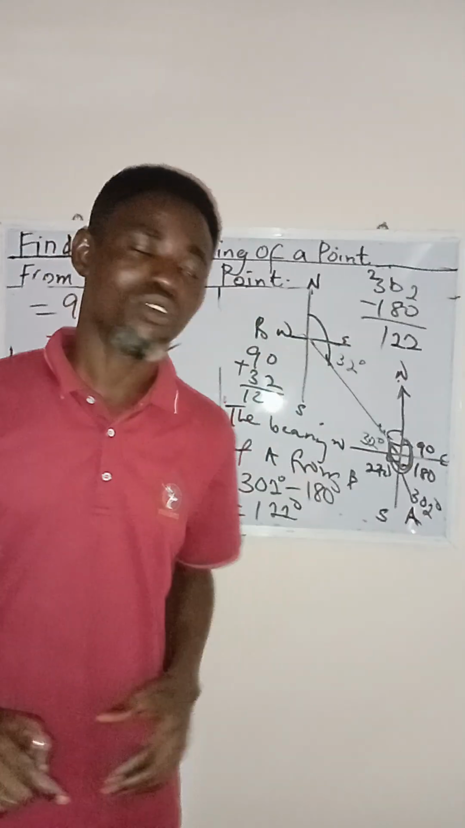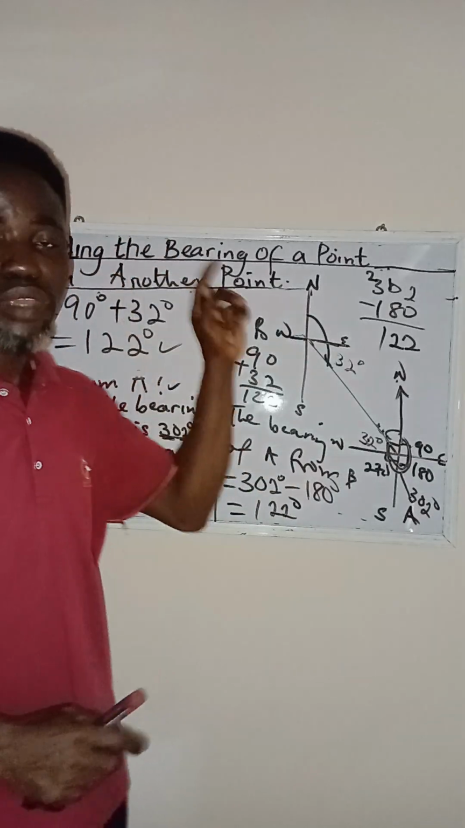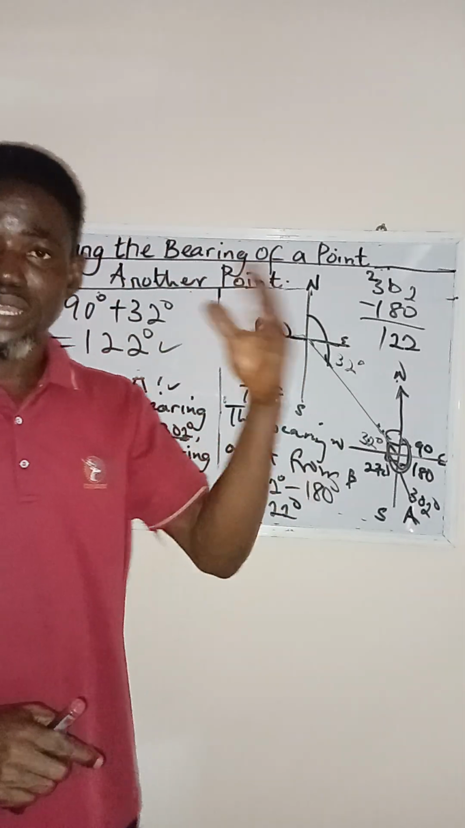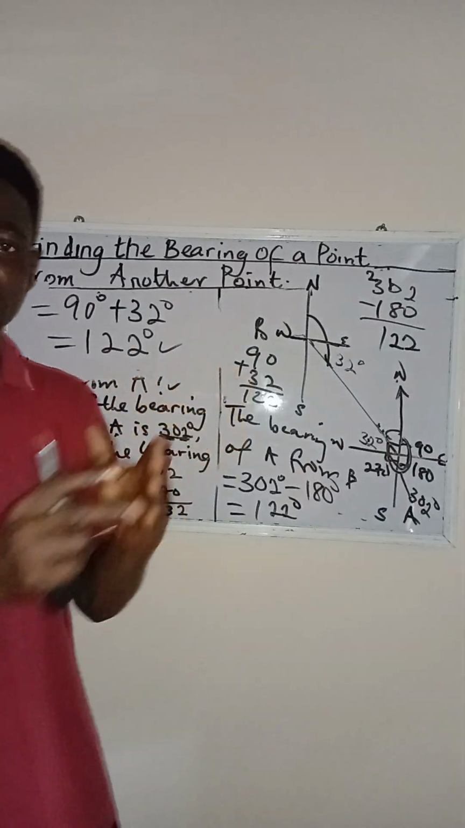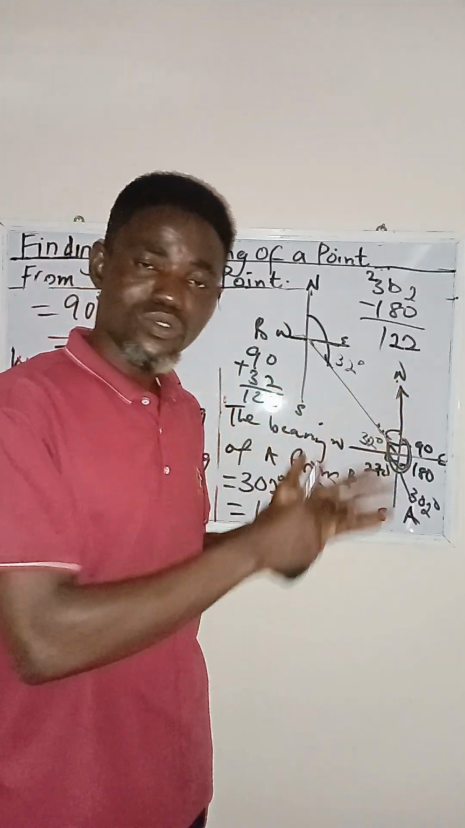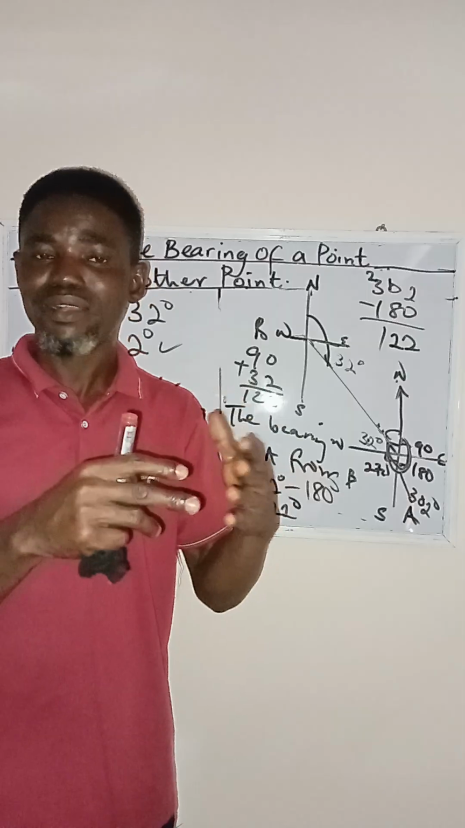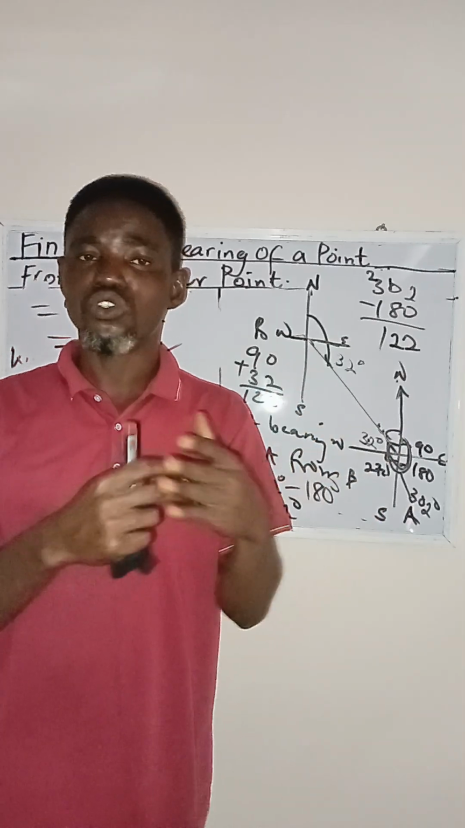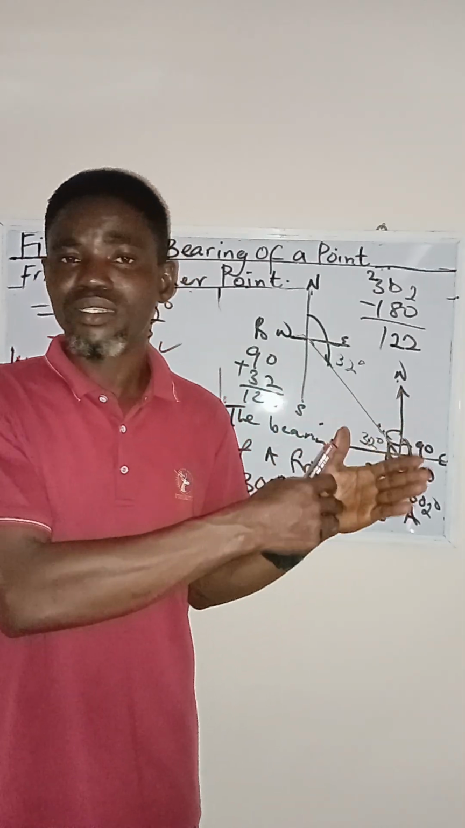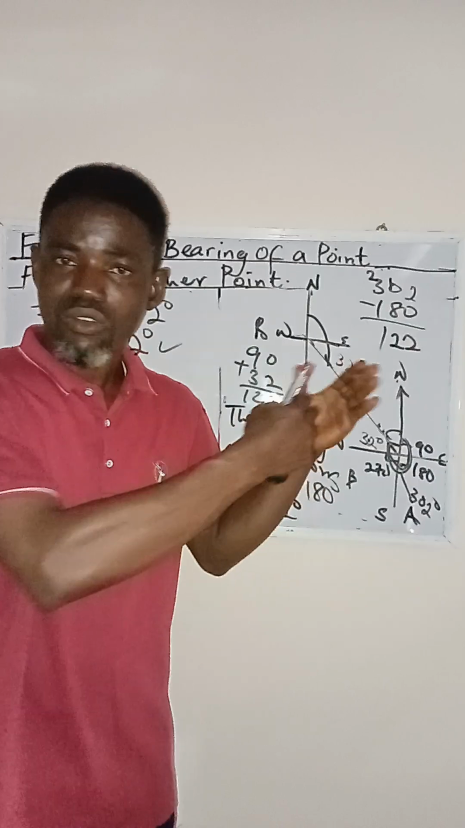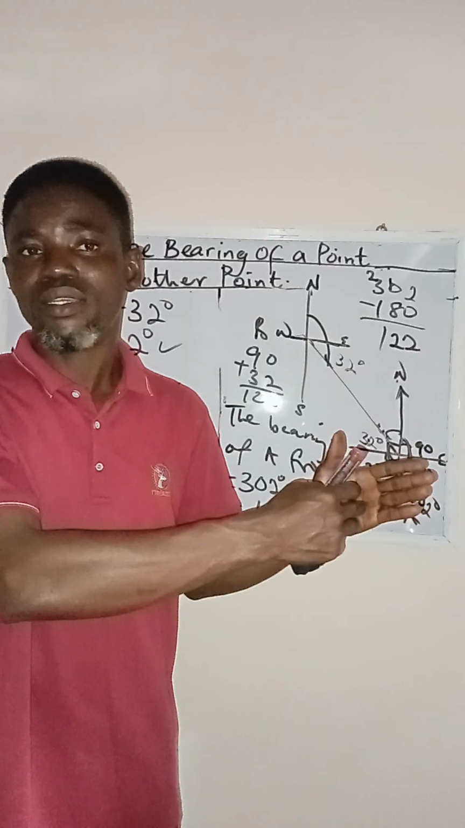Then after this one, we are going to look at how to calculate bearing and distance, which will take us to the cosine rule and sine rule. So in the next video, we are going to look at some complex questions, like WAEC questions, like JAMB questions.